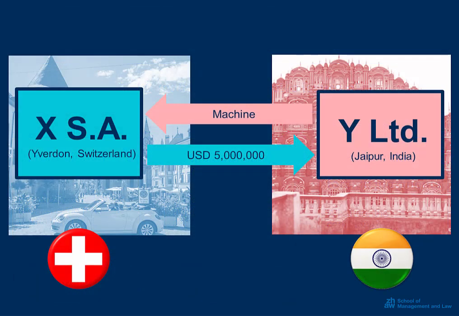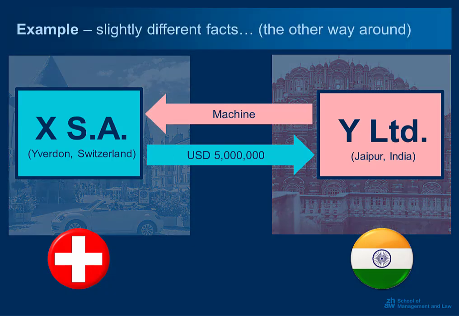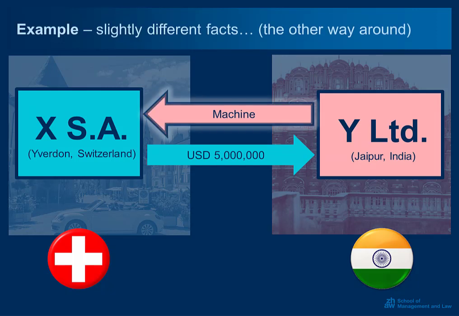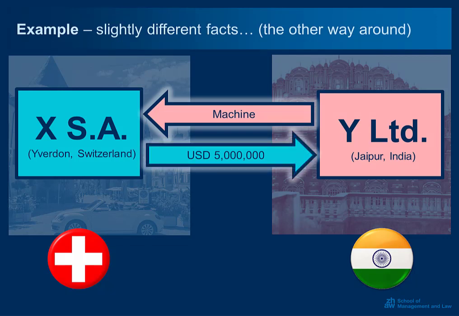In the next stage, I would like to submit to you a slightly different situation. At first glance, it looks pretty much the same. But taking a closer look, you can see that the facts are slightly different. It's just the other way around. This time, it's Y Limited, based in Jaipur, India, that is to deliver a machine to XSA, based in Yverdon, Switzerland. And XSA has the obligation of paying the price of $5 million.